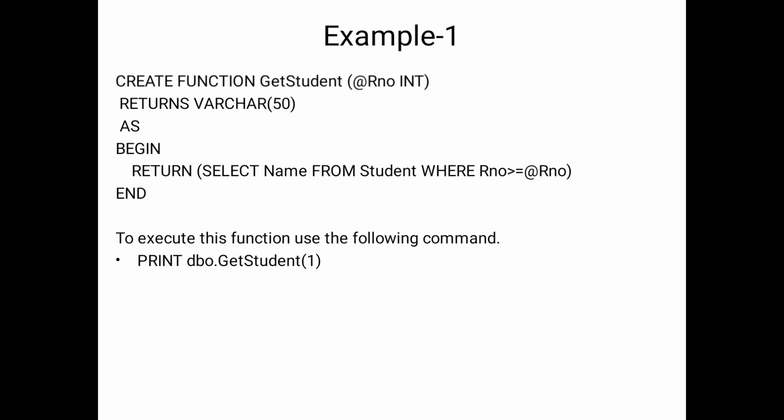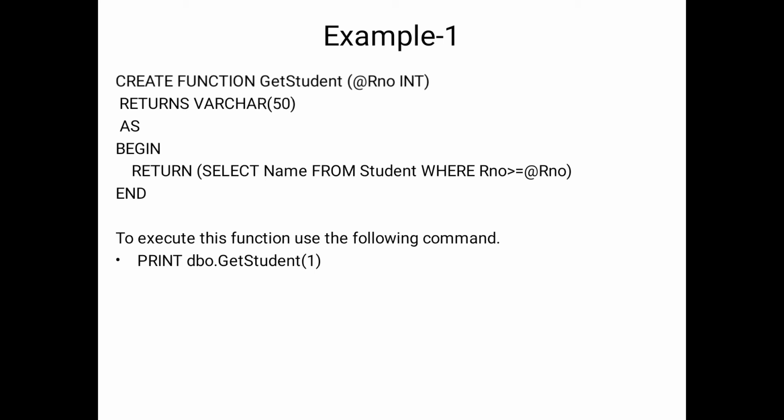Now we will execute the query. Select the name from student where roll number, what are the roll numbers available? 1, 2, 3, 4. 1 greater than or equal to 1, true. That's why the name Ramu is displayed. Next roll number 2, 2 greater than or equal to 1.